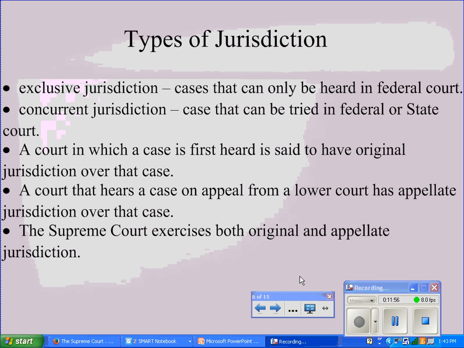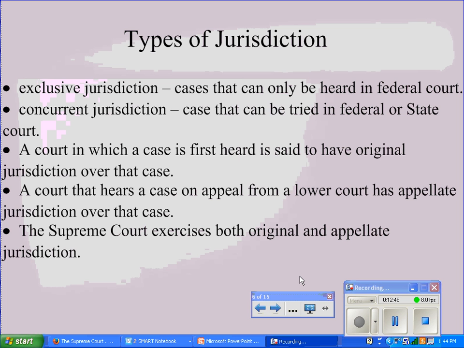A court in which a case is first heard has original jurisdiction. A court that hears a case on appeal, or the second or third time, has appellate jurisdiction. So if you hear the court case over and over again, that's appellate jurisdiction. If you hear the case for the first time, you have original jurisdiction. The Supreme Court has both appellate and original jurisdiction. A lot of cases are appealed up to the Supreme Court, so they have appellate jurisdiction, but some cases can only be heard by the Supreme Court. So if the president gets in trouble, his case goes straight to the Supreme Court. I say he because we don't have a woman president yet, until you all grow up.